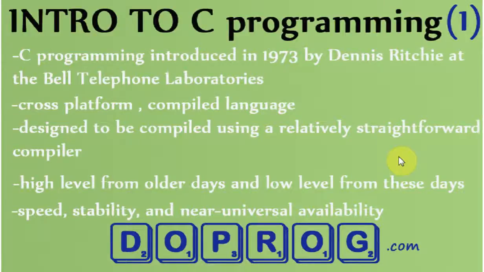Now, the C programming language has got some speed due to its compilation time. It has got stability because we can run anything on any platform which was designed on another platform. It has got near universal availability because of its cross-platform availability.